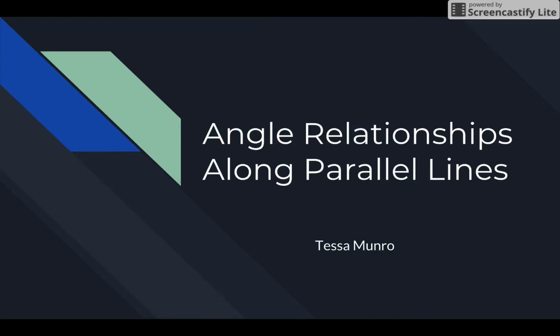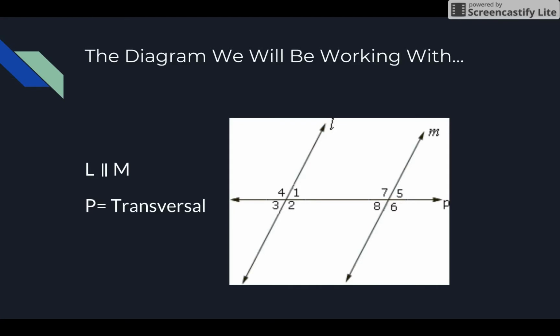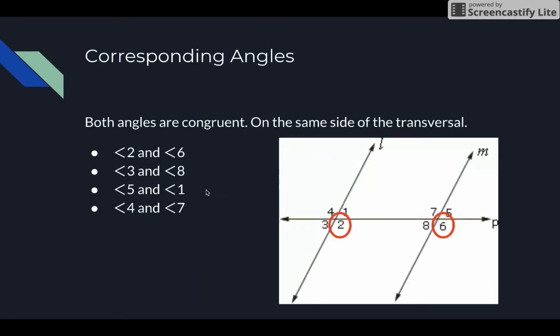Alright, I'm going to explain angle relationships along parallel lines. So this is the diagram that we will be working with, and the important thing to know about this diagram is that L and M are parallel to one another, and P is the transversal. There are lots of different angle relationships along this diagram that are very helpful to know.